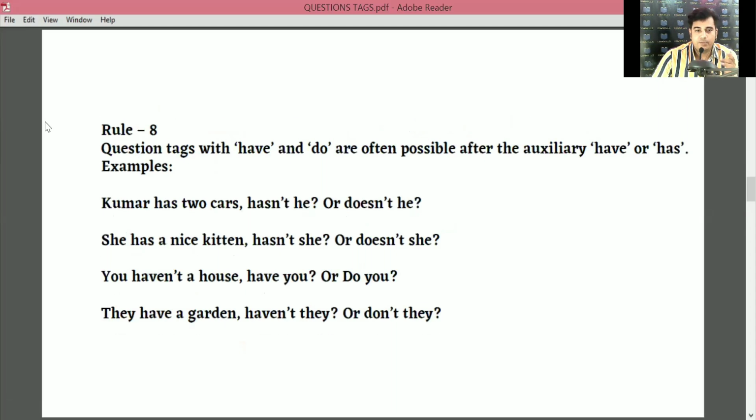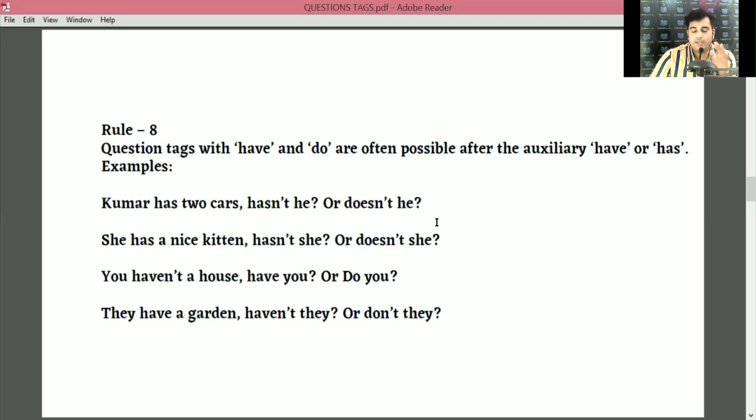The next we have is rule number 8. Question tags with have and do are often possible after the auxiliary have or has. Examples: Kumar has 2 cars, hasn't he? Or doesn't he? Okay, but we use doesn't he. So here we have some exceptions. Kumar has 2 cars, hasn't he? Or doesn't he? Doesn't he have, does not have, we don't speak here.